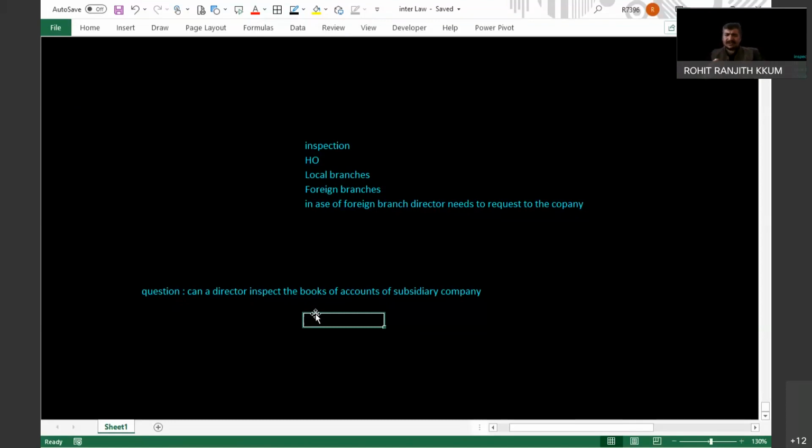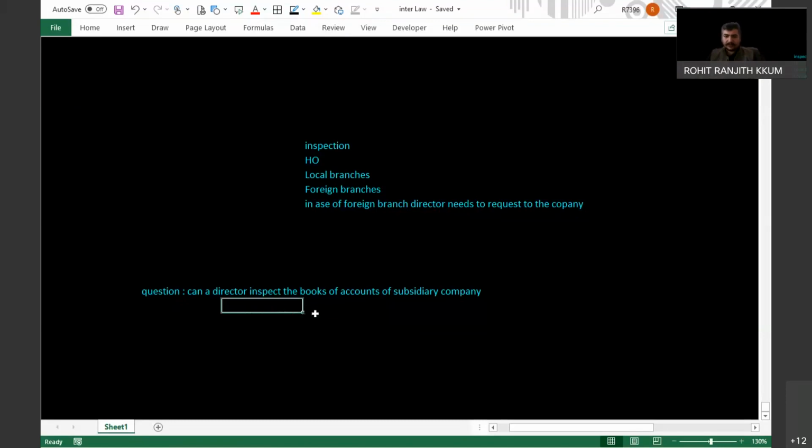So don't you think it would be just like a torture for the subsidiary company? And that is why under section 128, there's a rule.